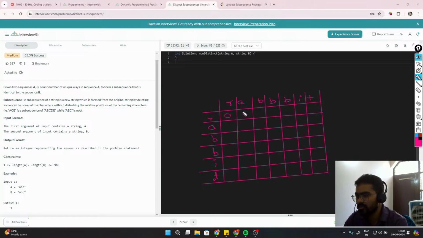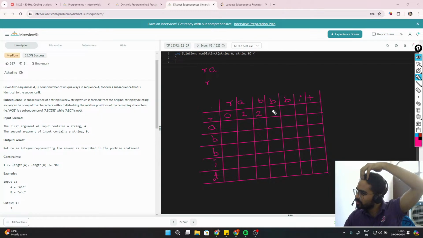If they are not matching, if they do not match, that means what? We have RA and we have R, so we need to remove one. So earlier whatever we had removed, then we had R, plus 1 will be whatever we had earlier plus 1, if they do not match.